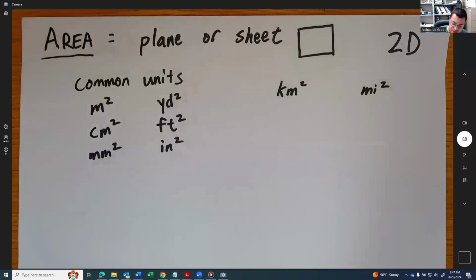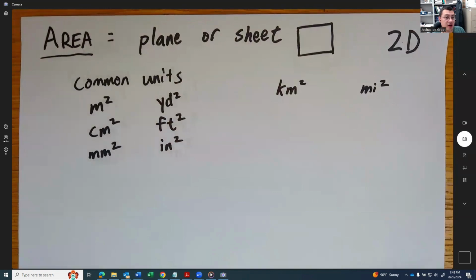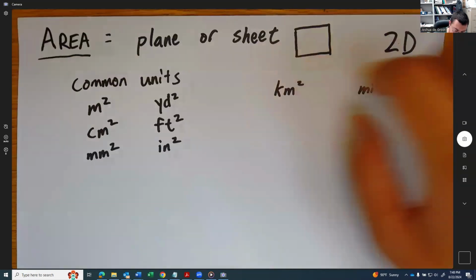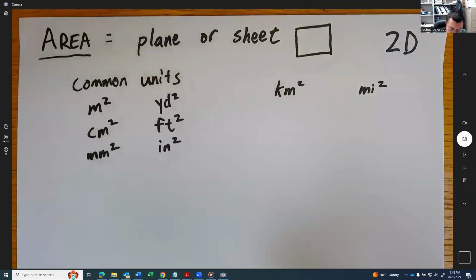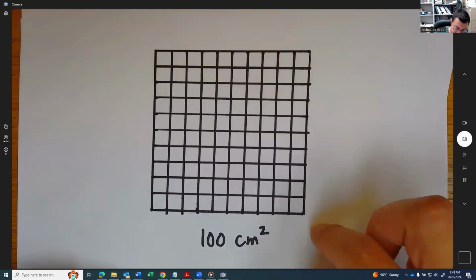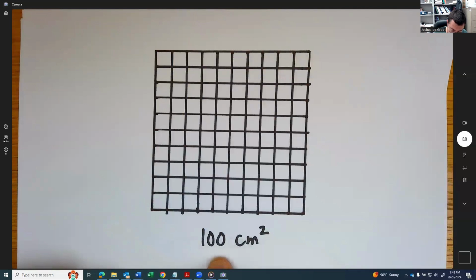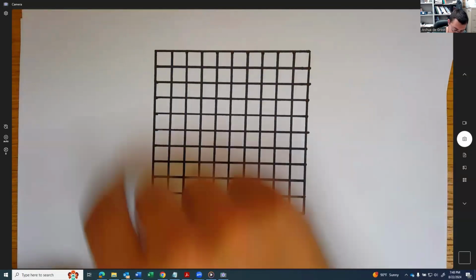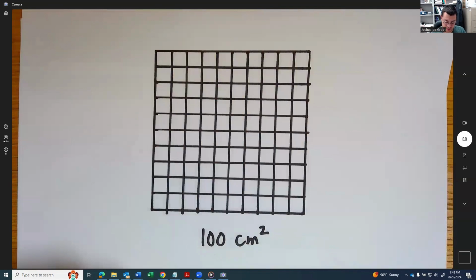We're going to go to two dimensions now, and we're going to be talking about area. Area works in planes or sheets, very much like this piece of paper. So we are in two dimensions now. Common units, I just wrote the same things except with squares on all of them, like square meters, square feet, things of that nature. I had those 10 centimeters from before, and now we're going to take it into two dimensions. So we have 10 by 10 here. We don't write 10 centimeters squared. It's 10 times 10, so it's 100 centimeters squared.